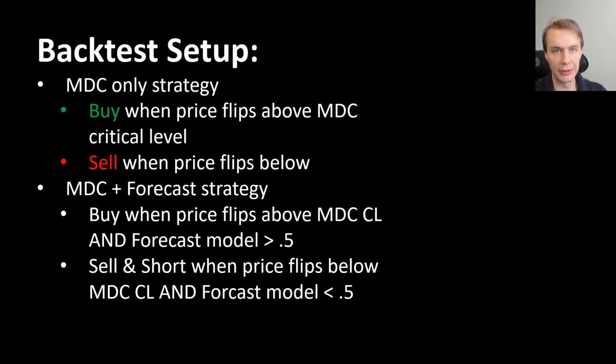So basically you're looking for confluence. You're looking for situations where you get a bullish crossover on the MDC critical level, price flipping above it, for example, and the forecast model is bullish. And then you're also looking for points when you flip below the MDC critical level and the forecast model is bearish. Okay, so those are the strategies. MDC only is very simple. The combination is where you're looking for confluence: a bullish outlook plus a bullish flip, or a bearish outlook plus a bearish flip.